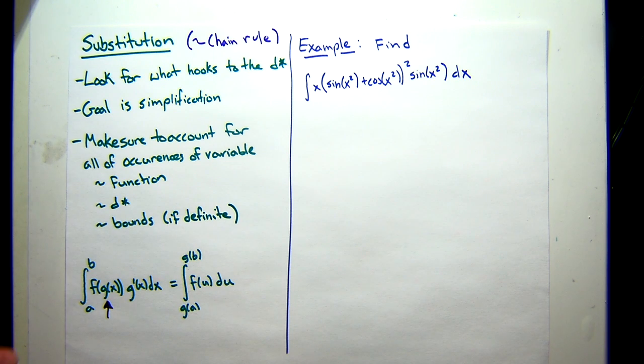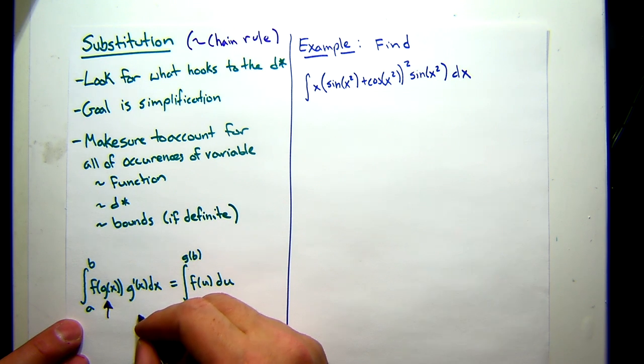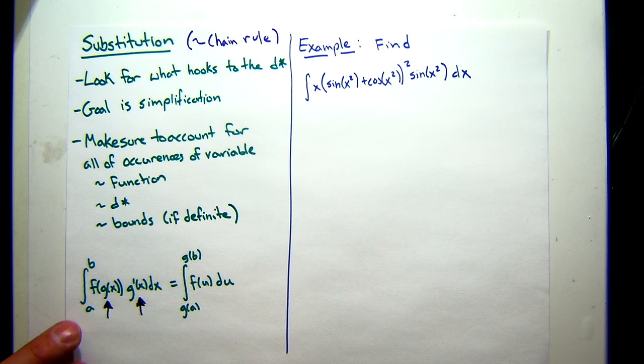The other thing to do, and I'll go over this a little bit more on Sunday, is to look at the second part here, this g prime of x dx, and say, okay, maybe I have this little part here that hooks up to my dx. That's probably hinting at a substitution I should make. If I can pick up on my g prime of x dx, that can hint at my substitution. This will be more clear as we go on.